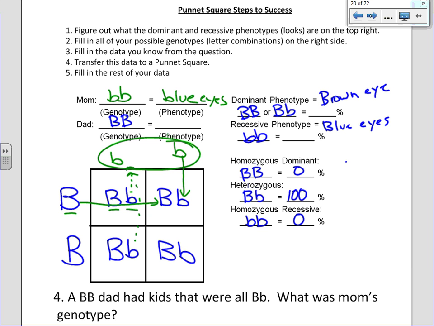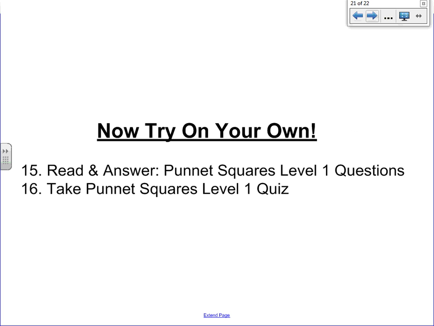All right. By this point, you should now be able to try them on your own. You should read and answer the rest of the Punnett Square Level 1 questions, and when you feel like you're ready, take the Punnett Square Level 1 quiz. Genetics and Punnett Squares are some things that sometimes click for students and sometimes don't, so please make sure that you know it before you take the quiz.